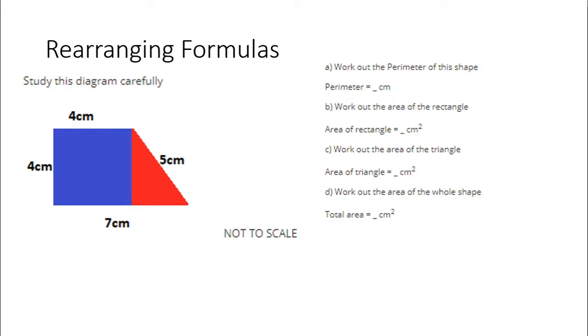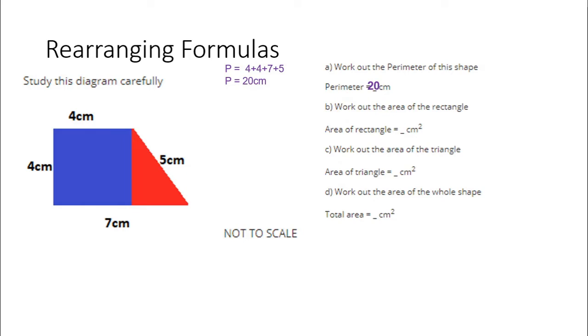Here's another rearranging formula question. We've got this diagram here, which I can see is a rectangle and a triangle, and we want to work out the perimeter of this shape. We are given the length of all of the sides, 4 plus 4 plus 7 plus 5. So the perimeter is simply going to be 20 centimeters.